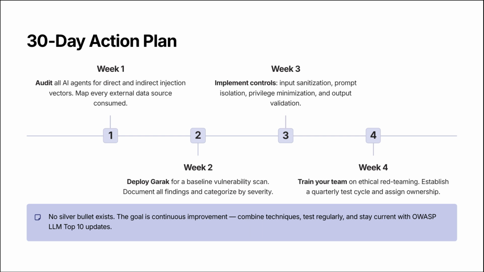In week 3, put core defenses in place. That includes input sanitization, prompt isolation, least privilege access, and output validation. These controls work best as a set, not as standalone fixes. In week 4, make the process sustainable. Train your team on ethical red teaming, define a quarterly testing cycle, and assign clear ownership so security improvements don't stall. The key idea is simple. There is no single fix. Strong AI security comes from continuous improvement, regular testing, and staying aligned with current OWASP LLM guidance.